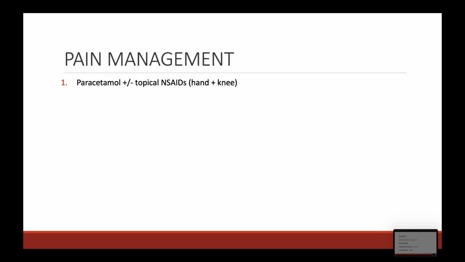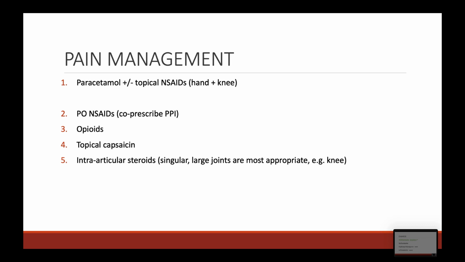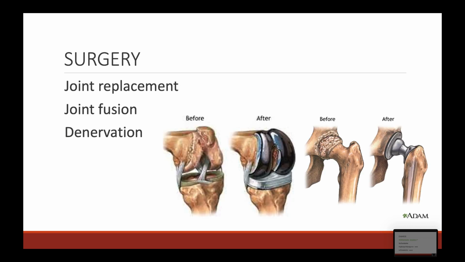So in terms of pain management, obviously you want to start your pain ladder on simple analgesics like paracetamol, as well as topical NSAIDs, especially for hands and knees. And then you want to consider oral NSAIDs, for which you need to give a PPI. And as well as that, you can then go on to opioids if it's not controlled, and then topical capsaicin. As well as that, you can also use intra-articular steroid injections.